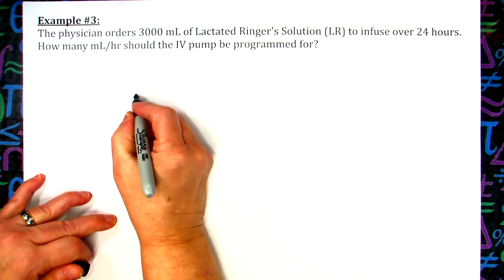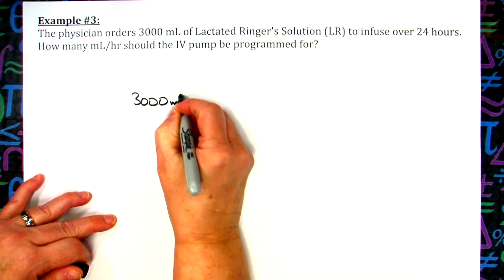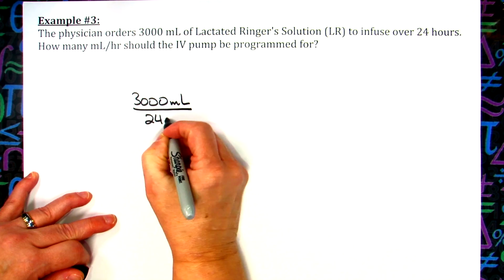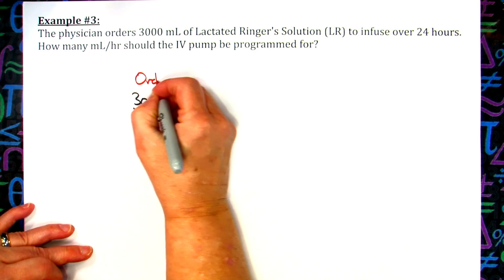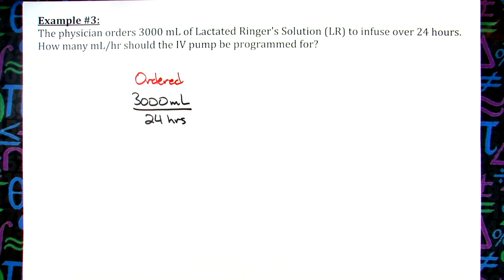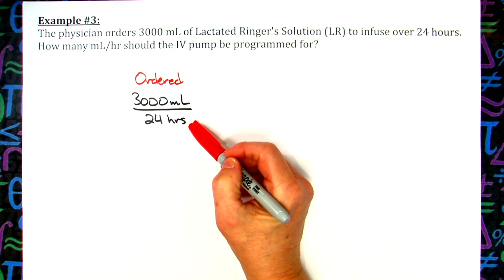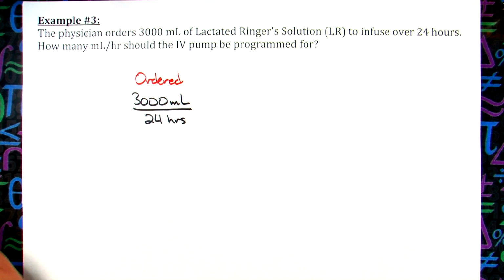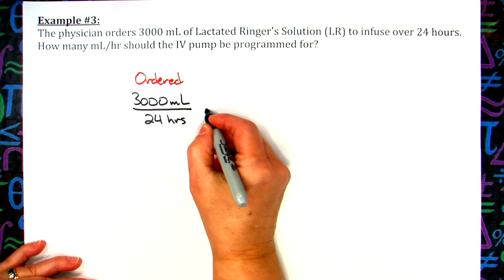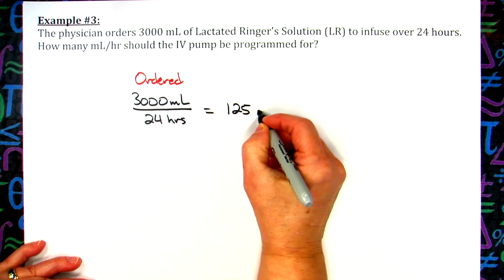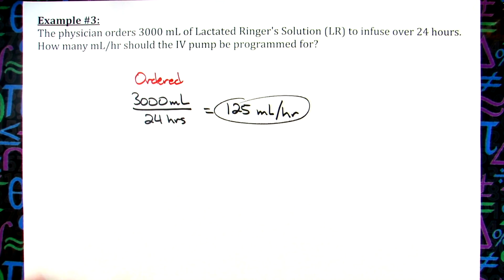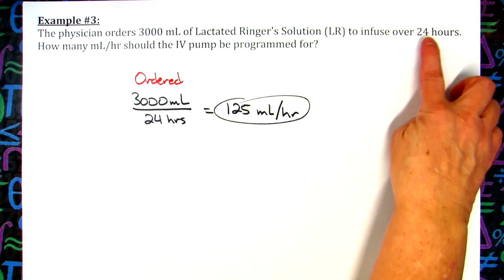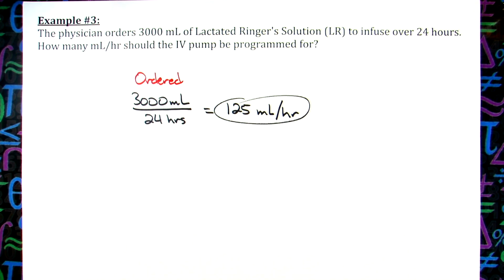Okay, so they said 3,000 milliliters per 24 hours. So that is what was ordered. Let's go ahead and label that ordered. Now, to get a unit rate just means that whatever is on the bottom is 1 hour. So how many milliliters per hour? You're going to take your calculator and divide 3,000 by 24. That's going to come out to 125, and then your label will be milliliters per hour. So this one is pretty much straightforward, just calculate a unit rate for whatever is ordered, because chances are whatever's ordered is not in a unit rate.